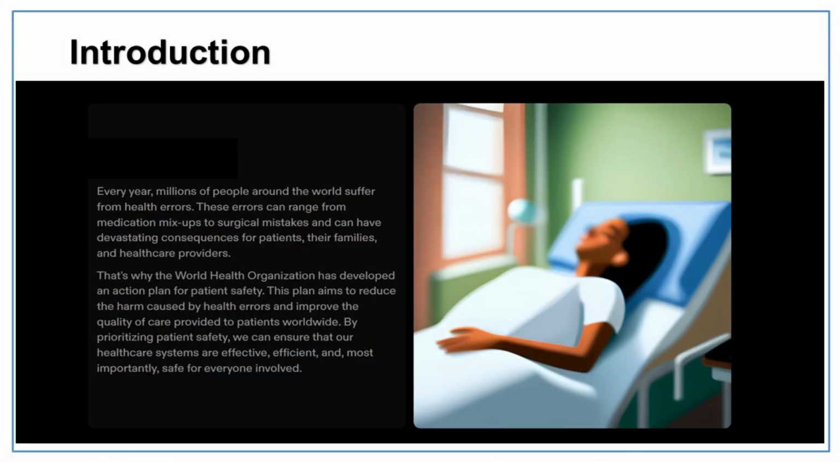Every year, millions of people around the world suffer from health-related errors, and these can range from medication mix-ups to surgical mistakes that can have a devastating effect on the patients as well as their families. That's why WHO has developed an action plan for patient safety. The plan aims to reduce the harm caused by health errors and improve the quality of care provided to patients worldwide. By prioritizing patient safety, we can ensure that our healthcare system is effective, efficient, and most importantly, safe.